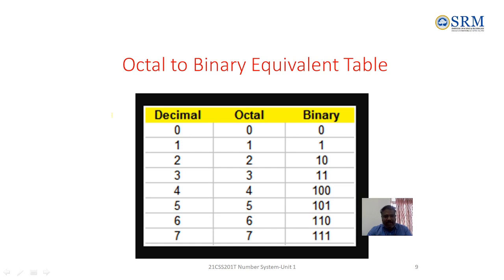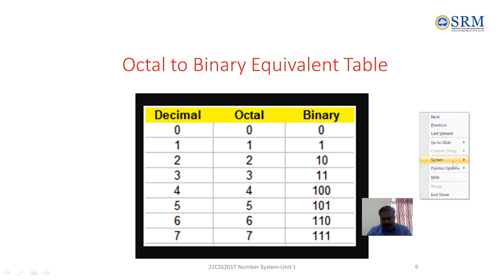So let me see here. This is the table of octal to binary equivalent. First we see about decimal. What is decimal? In decimal, the numbers we have are 0 to 7. In octal we have the numbers 0 to 7. But for binary we want to convert into zeros and ones. How are we going to convert? The number can be divided by 2 and we get the value.